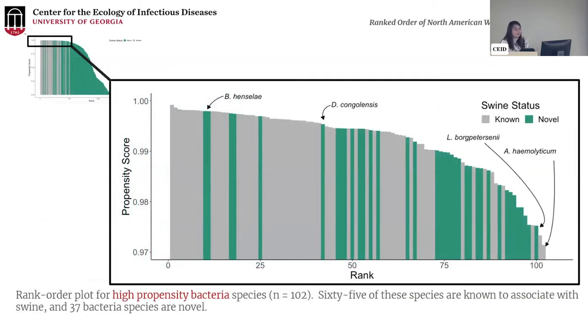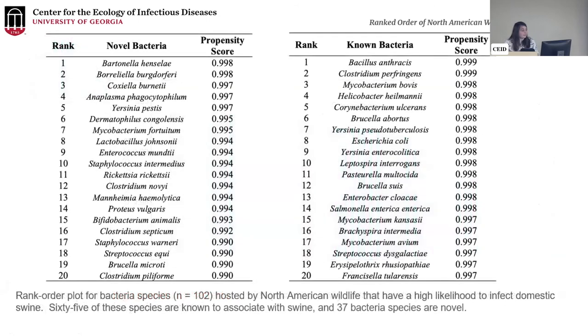And so we can zoom in and we can start to see that least known case was this A. haemolyticum. And then some of the novel species that have really high propensity values. And so from here, we can get a ranked list of what novel bacteria are likely to be associated with swine versus known bacteria. And so here's 20, where we see that Bartonella henselae and Borrelia burgdorferi are most likely, as well as many of these other 20 on the left. And then you also see our scores for those known bacteria that I'm sure many of y'all are familiar with.